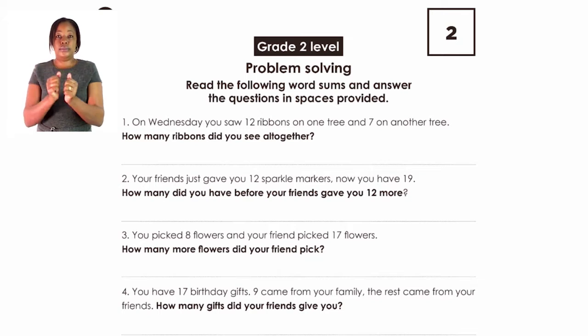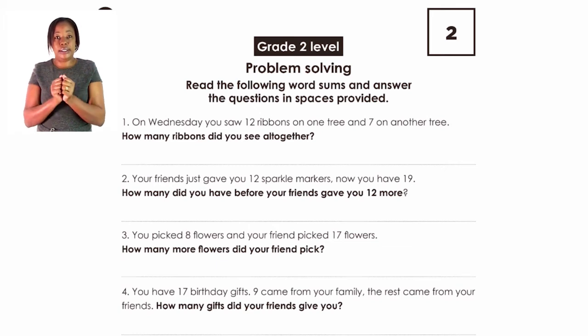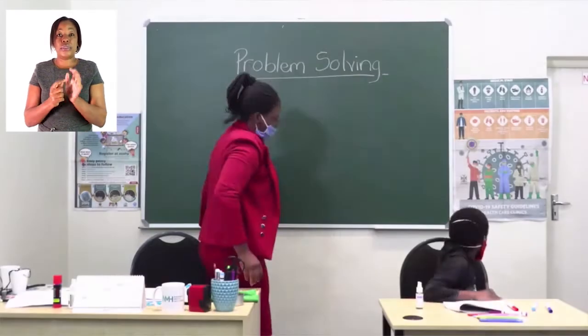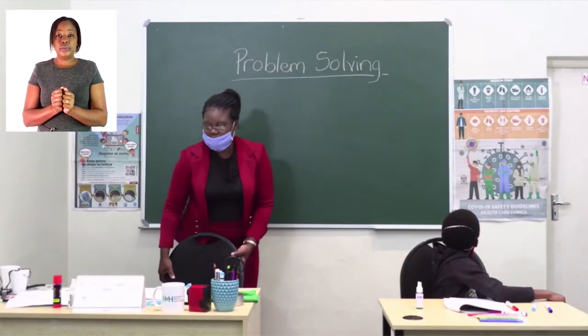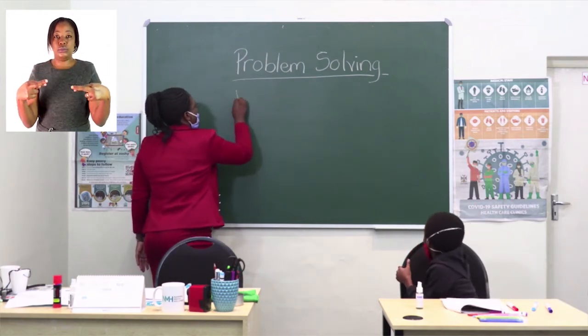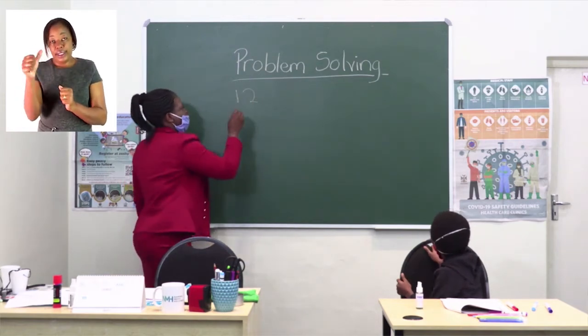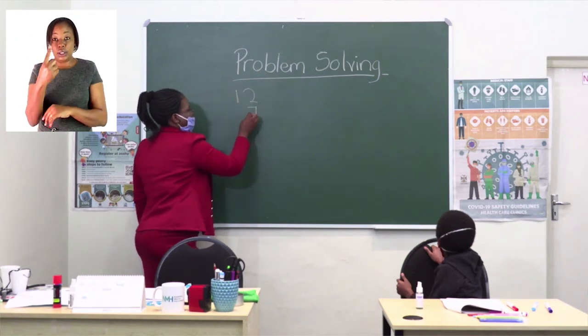Do you also remember how we plus? For you to get the quick answer, you have to plus in columns. If you cannot plus with the columns, you can take your stones and count them together. Now let's check if we can plus in columns, how we can get the answer as quick as possible and finish. Okay, we saw 12 ribbons on one tree. You write your 12. And you saw how many on another tree? 7. So the 7 must come under a 2.